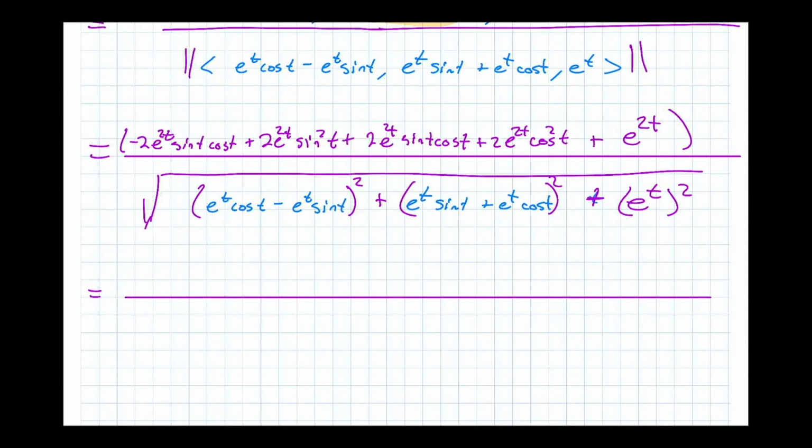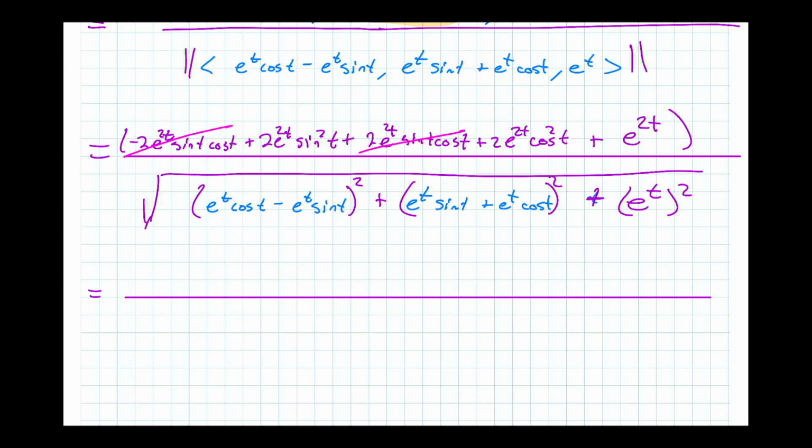2e to the 2t sine t cos t, and -2e to the 2t sine t cos t. That looks like it cancels. If I didn't make a sign error, this and this just go away. All right, and then you've got these two things: 2e to the 2t sine squared, 2e to the 2t cosine squared, and then e to the 2t.